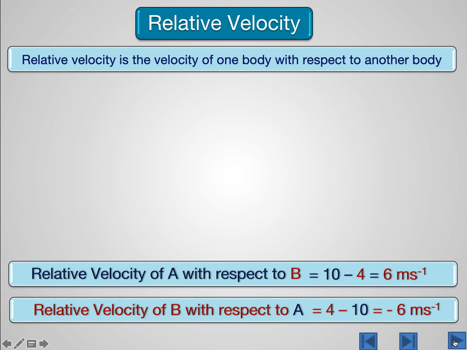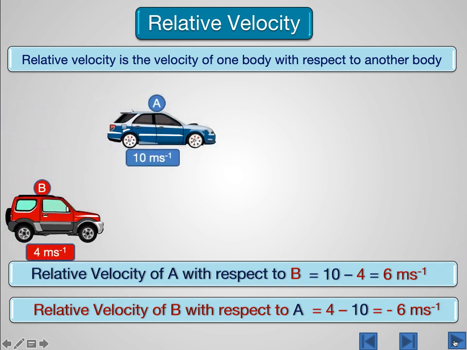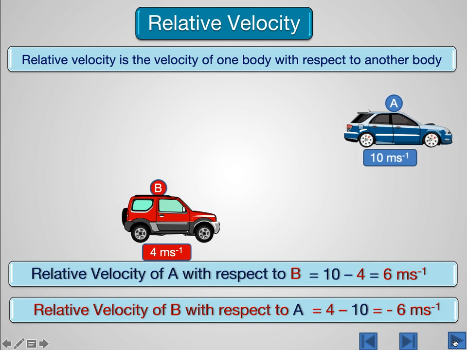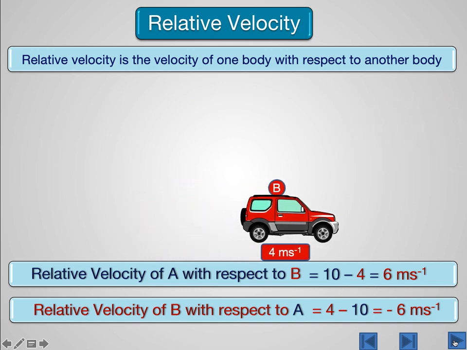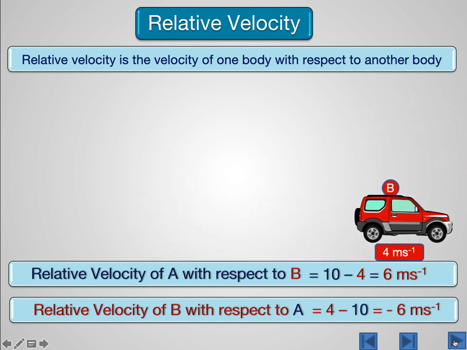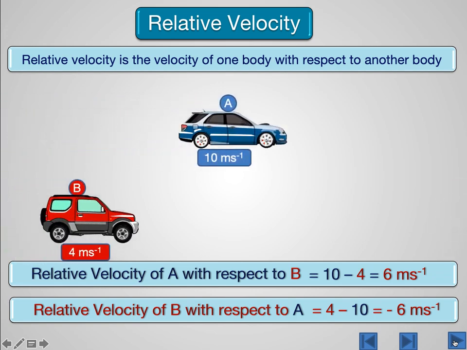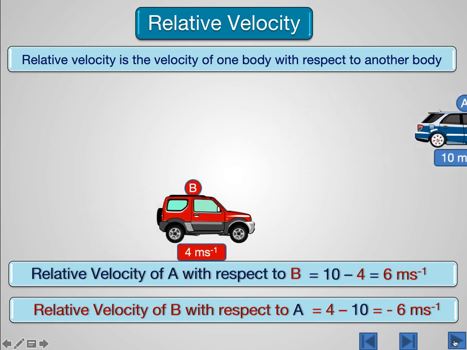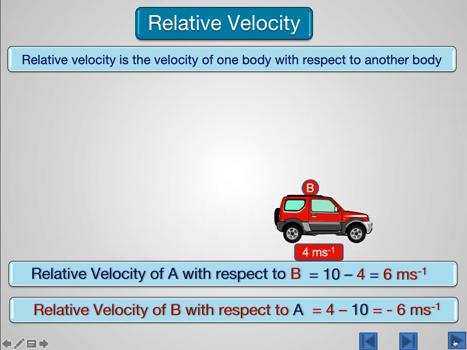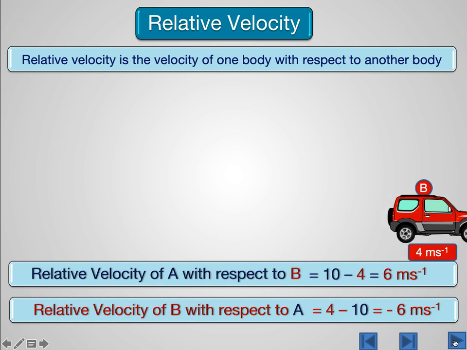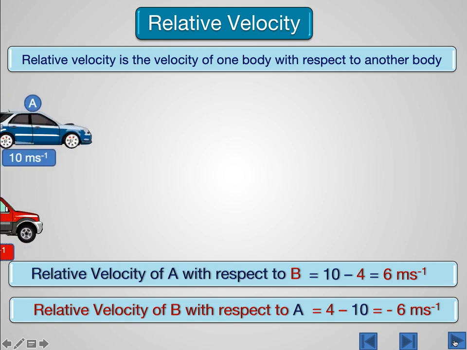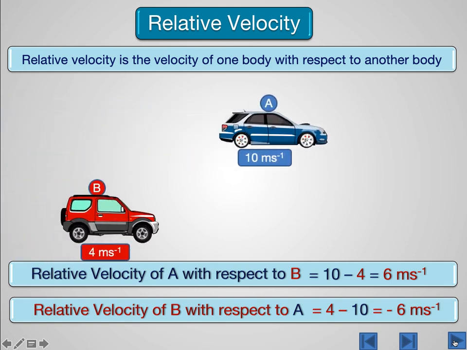4 is the velocity of car B and I am sitting inside car A. So it's 4 minus your velocity, that's 10, minus 6. What does that mean? That means if you are sitting inside car A, you will feel like the car B is going backwards. That's why minus 6. So that's relative. Actually it's going forward, but with respect to you, you will feel like the car B is going backwards, as you can see.